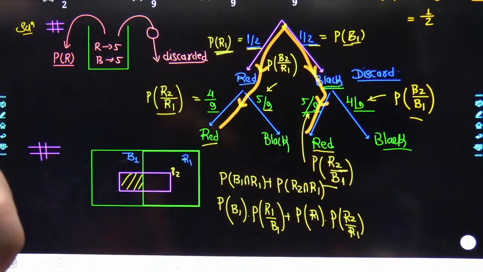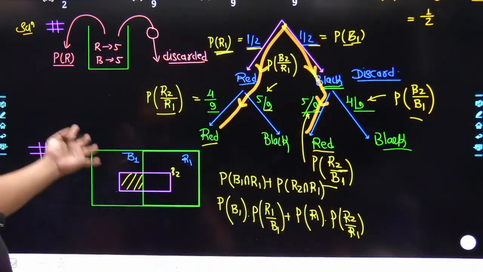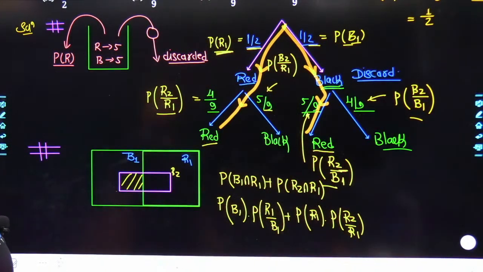Yes, all the data were the same. So the choice is yours, whether you want to use the tree structure or the Bayes theorem. With the help of either choice, you can definitely solve this problem.